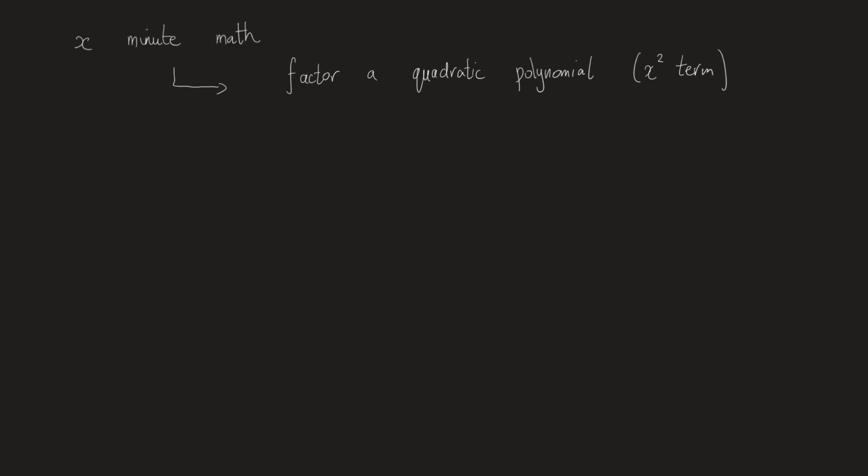In this X-Minute Math video, we're going to be looking at how to factor a quadratic polynomial. And we're going to stick to the simple case where the x squared term is just that: x squared, no coefficient other than 1. Now, to factor a quadratic just means to write it as a product of two linear factors. So let's dive right in with an example.